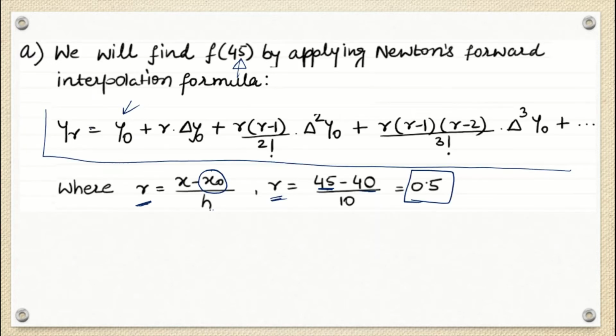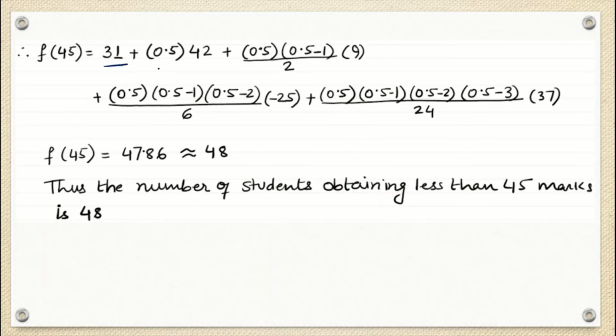31 is y naught. And then we write down all those values. Putting these values in, we finally get F45 as 47.86. So 47.86 is the total number of students who got marks less than 45. We have to make it a whole number, so 47.86 can be written as 48 because it is more than 5. So we write nearly 48, since the answers are actually approximate. So the number of students obtaining less than 45 marks is 48.